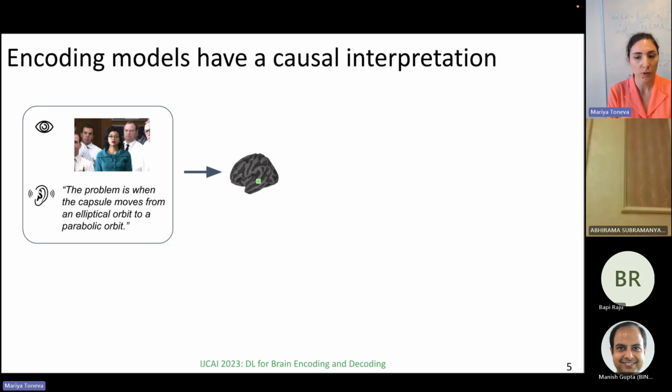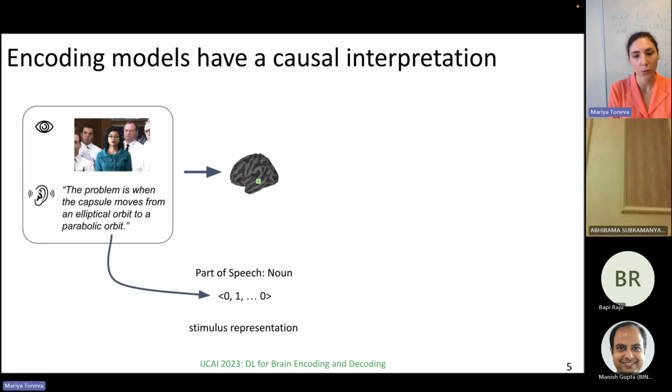So for example, if you were interested in understanding how the part of speech of particular words is leading to this particular brain response, we can have a stimulus representation that actually encodes this part of speech. So for example, for orbit, this one word here in the stimulus, the part of speech would be noun. So we can build a stimulus representation that's a one-hot vector encoding of all the different parts of speech, and the one will represent the noun, and there will be zeros for every other part of speech for orbit.